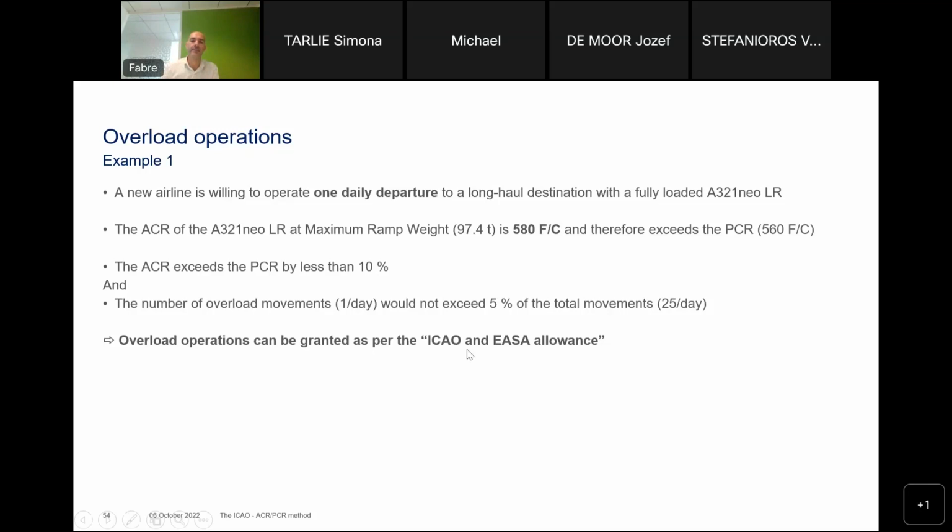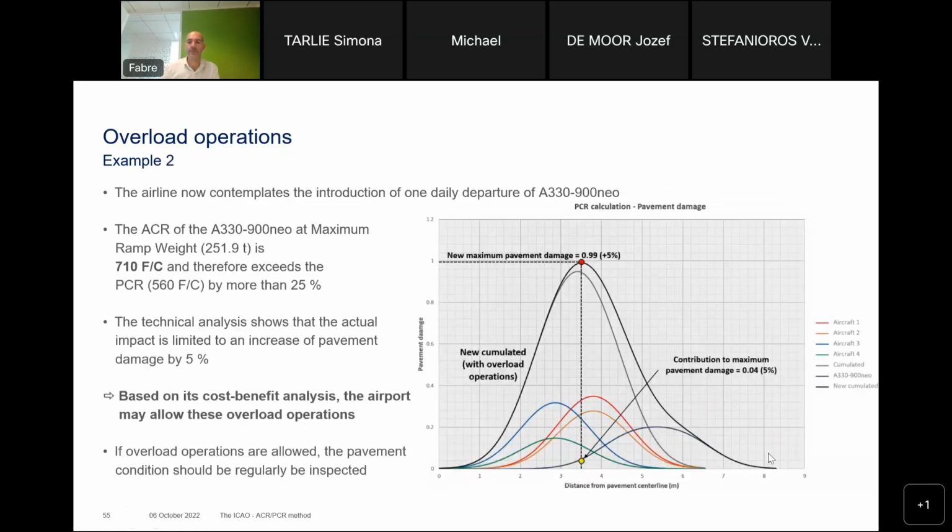So now, next example. In this example, we have an airline asking the pavement concession to introduce on the same pavement, obviously, one daily departure of an FW330-900 NEO. The ACR of this aircraft at its maximum ramp weight is 710 flexible C, and therefore exceeds the PCR by more than 25%. So it is significantly higher than the 10% ICAO and EASA allowance. And the technical analysis shows that the actual impact is limited to an increase of pavement damage, so the pavement CDF, by 5%.